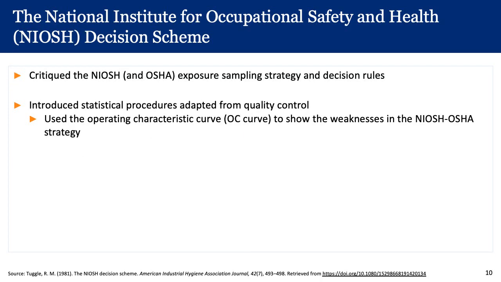One of the earliest quantitative assessments of exposure assessment strategies was published as early as 1981, and this paper by Tuggle critiqued what was then called the NIOSH strategy, and today we call it the OSHA strategy. And it introduced statistical procedures from quality control assessment. It used the operating characteristic curve to show the weakness in the NIOSH, what we now call the OSHA strategy.